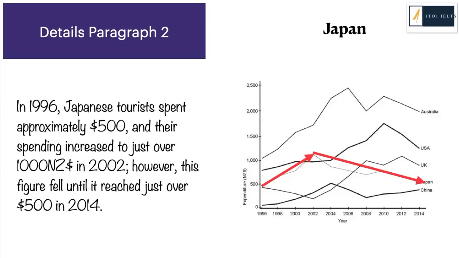To report this data, I said in 1996, Japanese tourists spent approximately $500, and their spending increased to just over 1,000 New Zealand dollars in 2002. However, this figure fell until it reached just over $500 in 2014. You'll notice here that I'm using conjunctions to show contrast. So some good conjunctions to show contrast are while, although, or however.